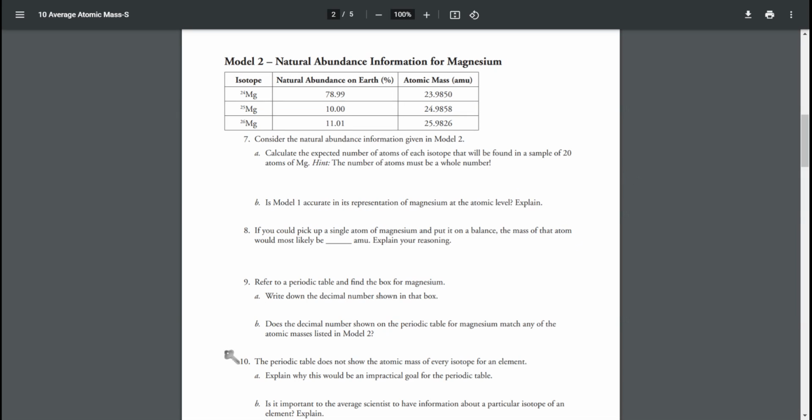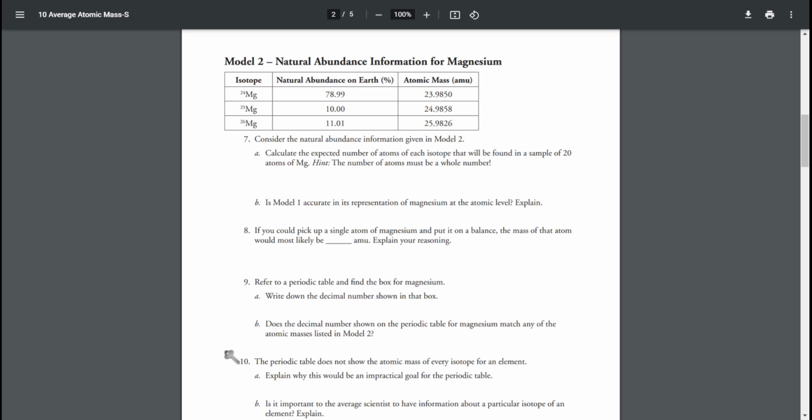So looking at the second page here, considering natural abundance information, we got that right here. Calculate the expected number of atoms of each isotope that will be found in a sample of 20 atoms. The number of atoms has to be a whole number, of course, but it's basically just percentage using these numbers right here. So how many would be magnesium 24 if I had 20 just randomly picked here?